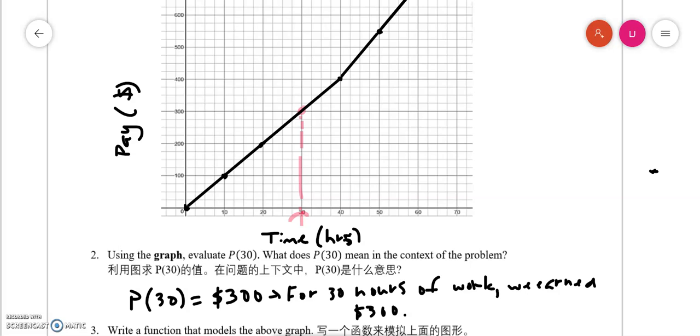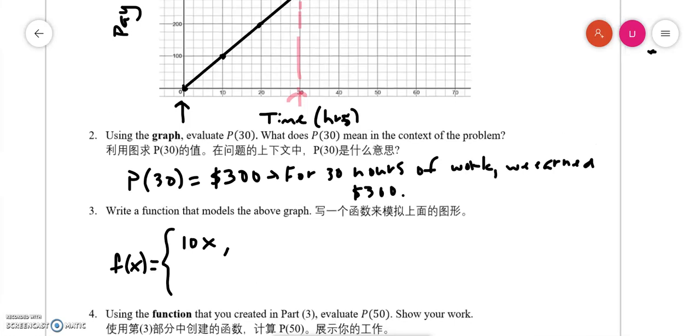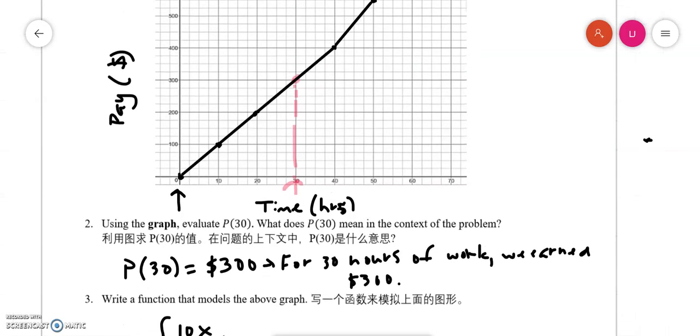And then we actually know our y-intercept for this one because here we have a point on the y-axis, and that's at 0. So we know for the first part of this piecewise function, it is 10x, and if you want to, you could write the 0. Now remember, we also need to write the domain. So remember, this first part of the piecewise function goes from 0 to 40. And that's not 40, there's 40.